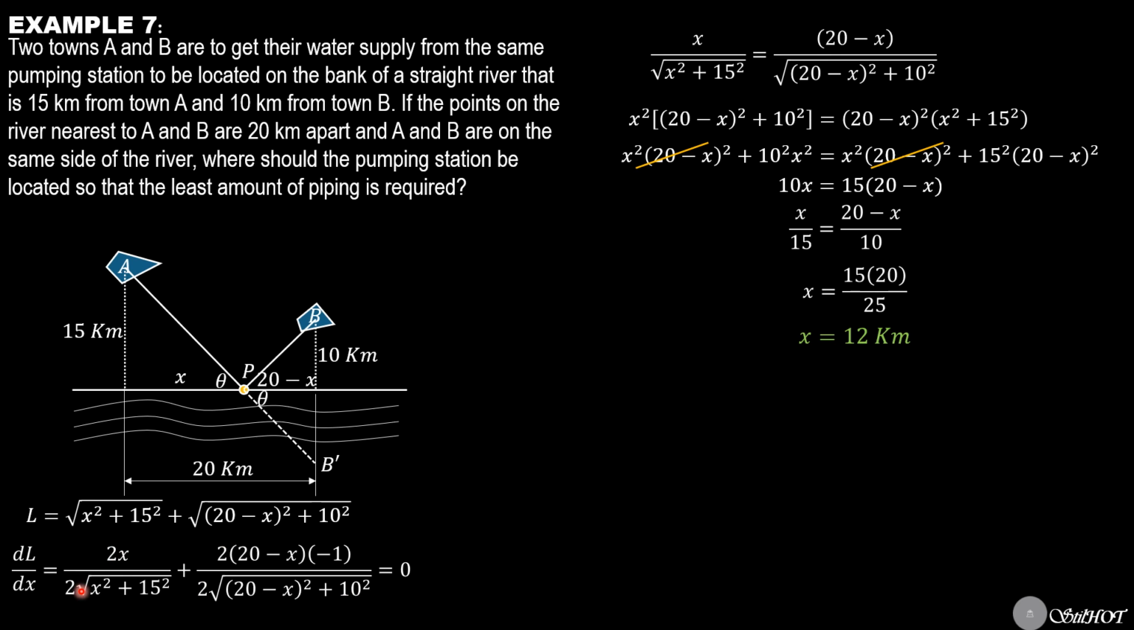So we cancel 2 and transpose this to the right. So we have x over square root of x squared plus 15 squared equals 20 minus x over square root of 20 minus x squared plus 10 squared. Then we square both sides and cross multiply at the same time. So you have x squared quantity 20 minus x squared plus 10 squared equals quantity 20 minus x squared times x squared plus 15 squared. Distribute, so we have x squared 20 minus x squared plus 10 squared x squared equals x squared quantity 20 minus x squared plus 15 squared times 20 minus x quantity squared. We cancel these two like terms here.